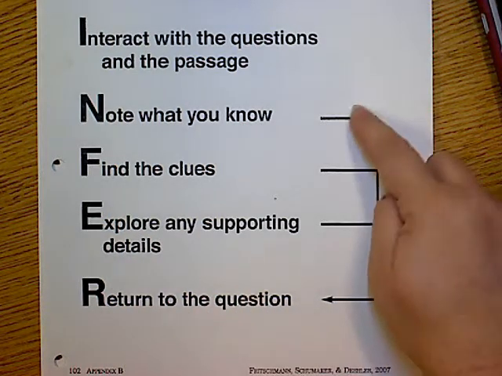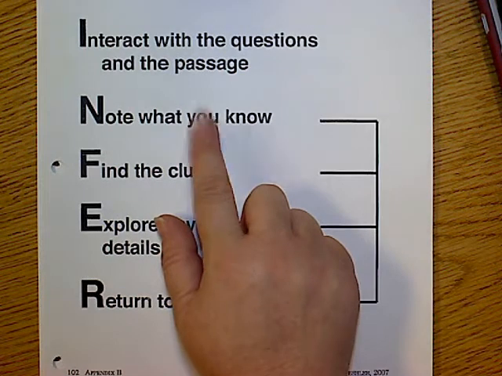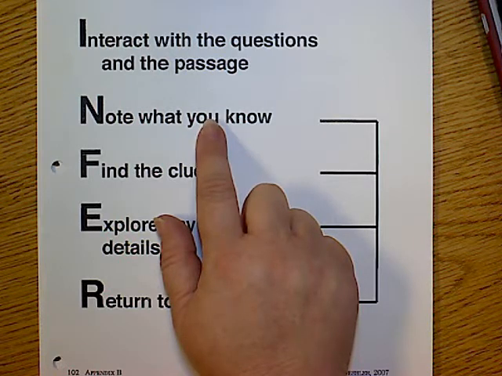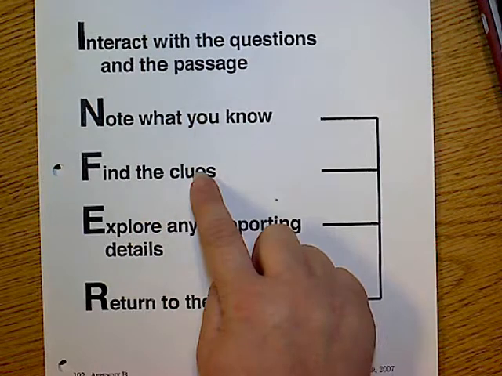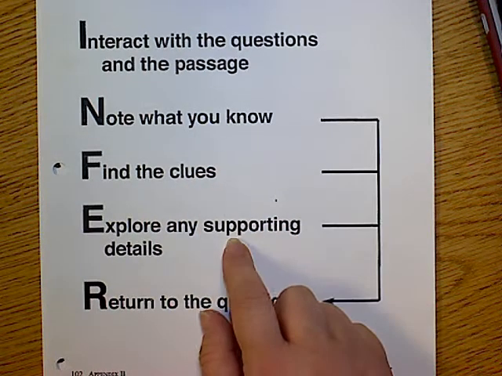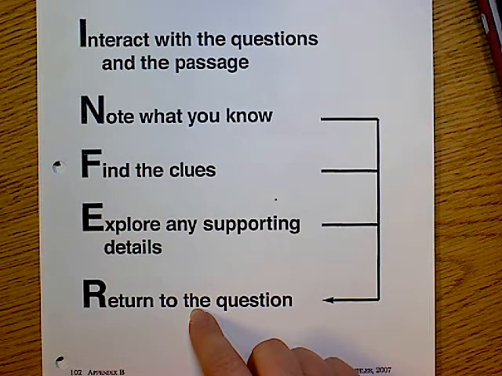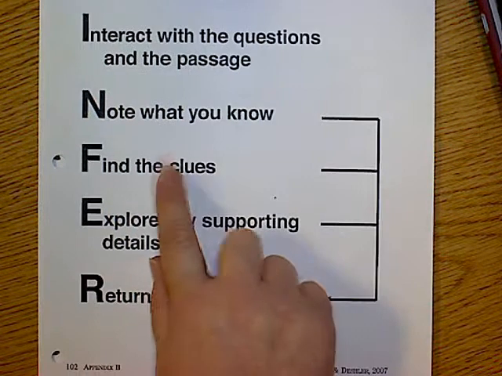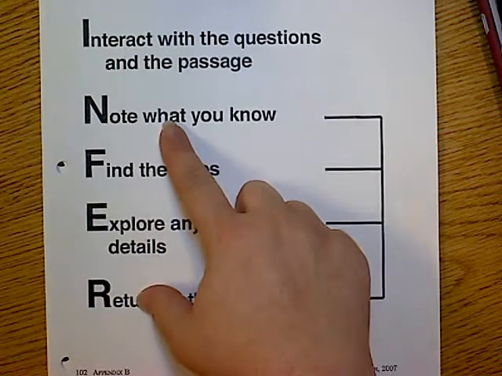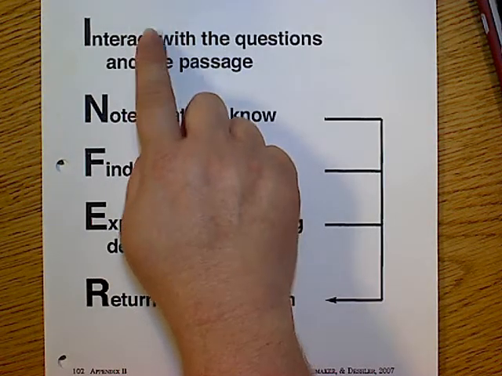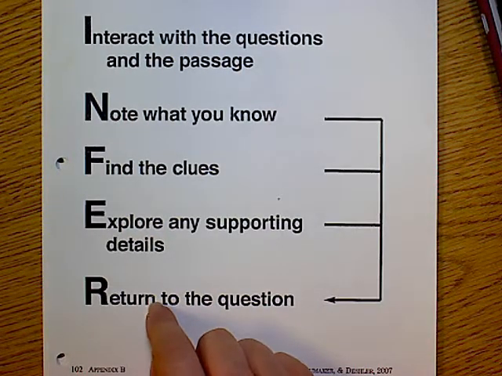Make sure that you know that any one of these are interchangeable. So if you were able to find something in the title that gave you the information, you could note what you know and answer the question, go back and find any clues and extra supporting details, and then return back to the question. You could have found a clue in the title and then return to the question, then noted what you know. So they're interchangeable, but just know that we need to know the steps that we INFER with every question that we are given with a passage.